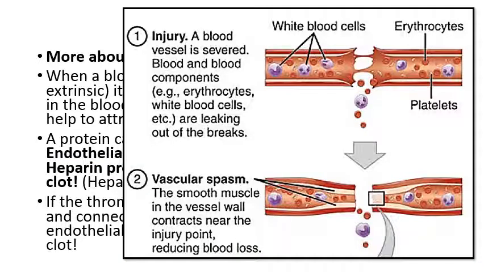Right, so here we have a damaged blood vessel, and then it starts out with a vascular spasm. The platelets will feel collagen instead of heparin on the inside, and they'll set off the clotting cascade.